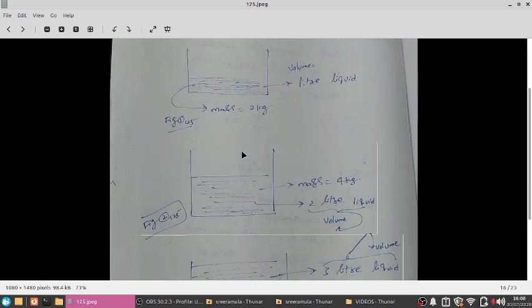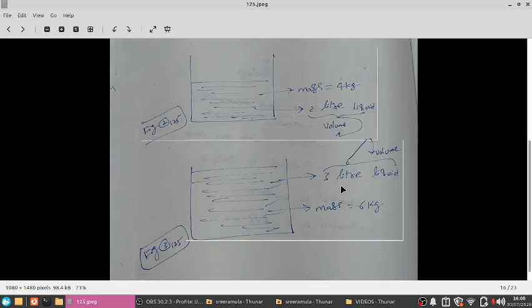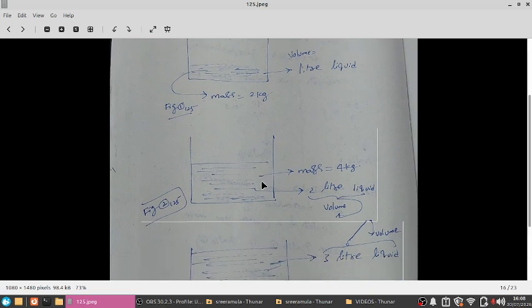Now consider the second case. Here the volume is increased from 1 liter to 2 liters. Then automatically the mass is also increased from 2 kgs to 4 kgs. In the third case, the volume is increased from 2 liters to 3 liters, and the mass is increased from 4 kgs to 6 kgs. What I want to say is when the volume is increasing, the mass is increasing, or when the mass is increasing, the volume is increasing. Here volume is measured for liquids. Sometimes it is also measured in terms of length, breadth and width. That we will see later.